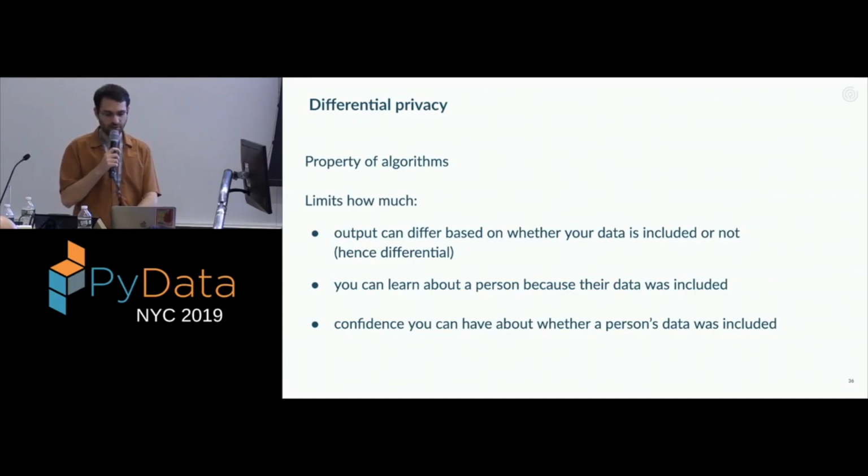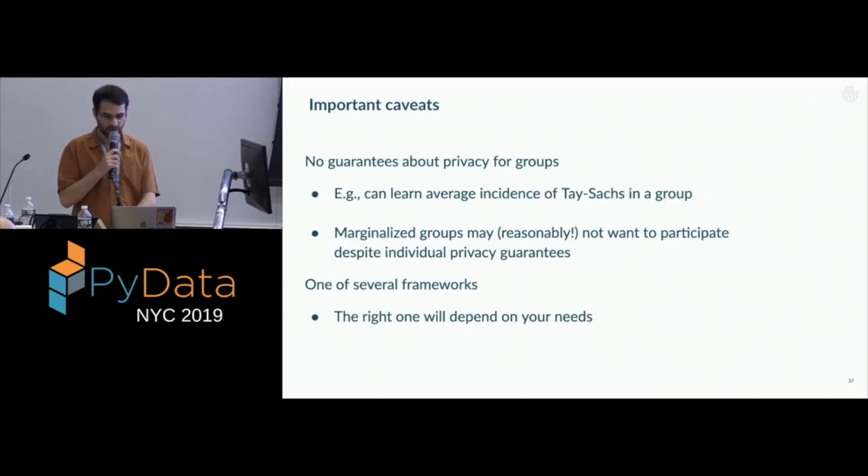Now, before I move on, I just want to give a couple of important caveats about differential privacy. The biggest one is, you'll notice that I've said individual privacy. Differential privacy, as typically implemented, doesn't provide any sort of guarantee about privacy for groups, and that can be important. So, for example, you could conduct a study where you learn about the average incidence of Tay-Sachs in some subgroup, and there might be reasons that some group might not want you to learn that information, right? So marginalized groups might not want to participate in your study or your survey despite your individual privacy guarantees, and that's completely reasonable.